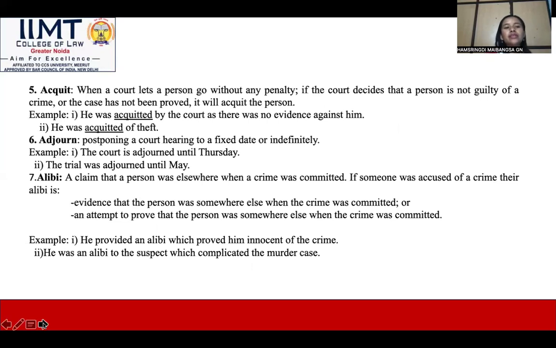So the next word is acquit. Acquit, it is also a verb. It means when a court lets a person go without any penalty, or if the court decides that a person is not guilty of crime.